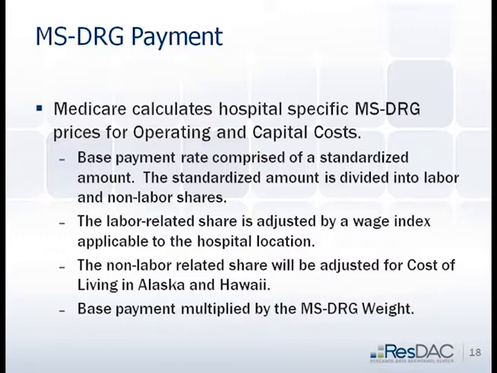So when you look at the base payment rate, it is comprised of a standardized amount, and that standardized amount is divided into labor and non-labor shares. We'll be actually calculating an MS-DRG in our next exercise. Right now, these standardized amounts are also divided into what's called a full price or a reduced update. They developed that split for really getting hospitals to submit quality information. So if a hospital supplies quality data to CMS, they get the full price.